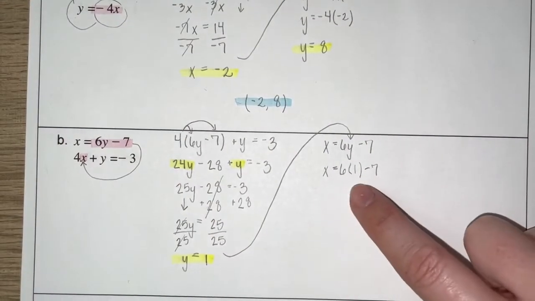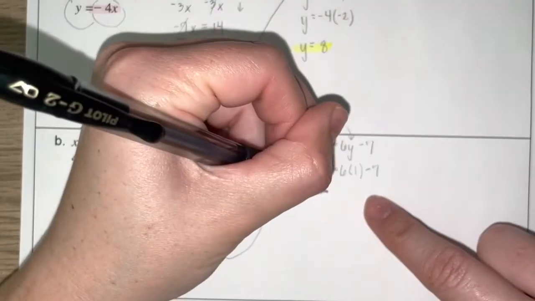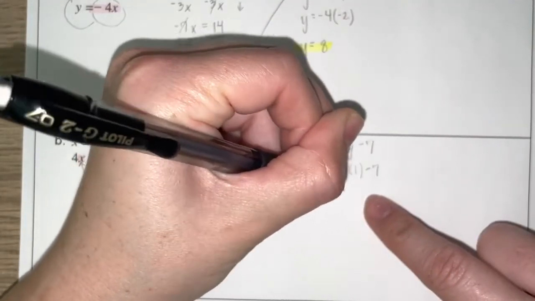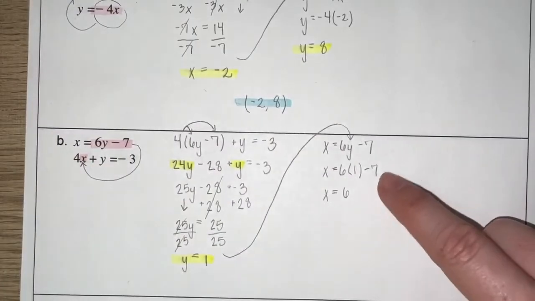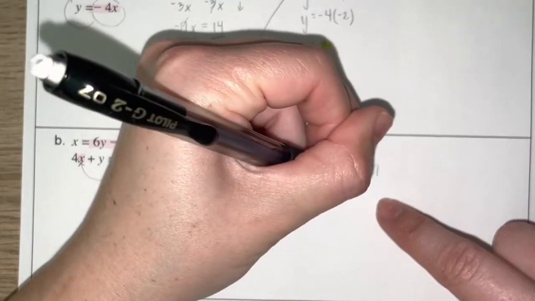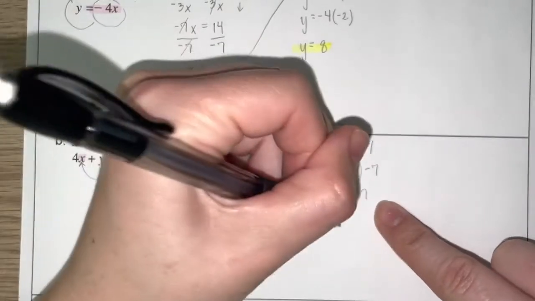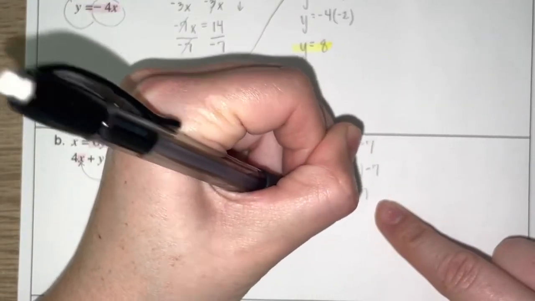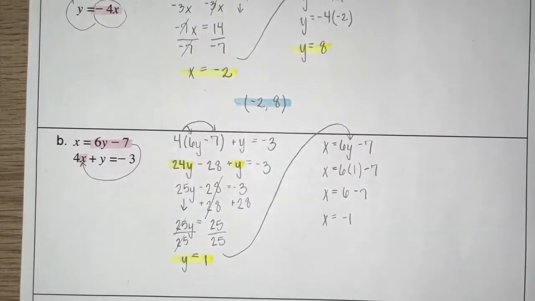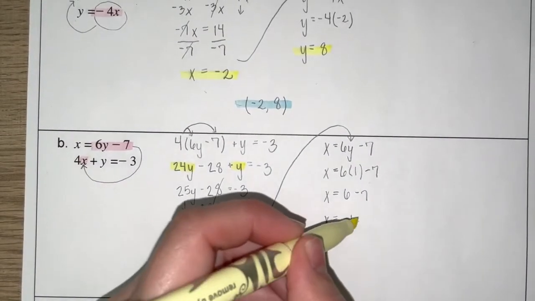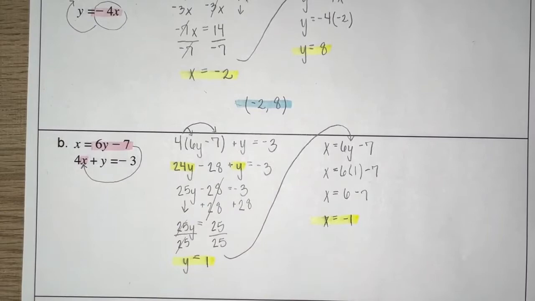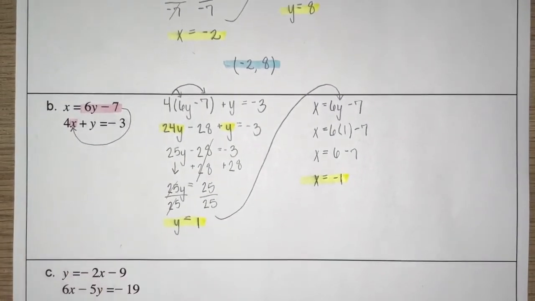From here we just need to simplify to solve for x. 6 times 1 is 6, and then bring down the minus 7. And then 6 minus 7 is -1. So we end up with x equals -1 as our x value, and then we just need to write our final solution as a point, like x comma y in parentheses.